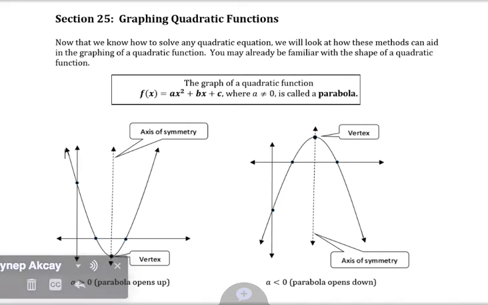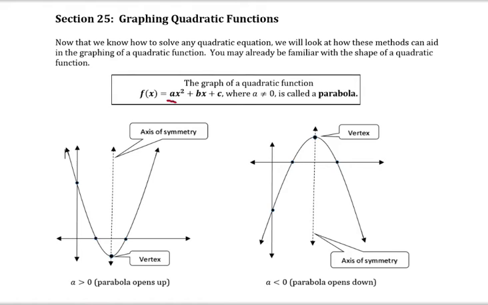In this video, we will talk about graphing quadratic functions. A quadratic function, remember, is a function which has the x squared term. So here, f of x equals a times x squared plus bx plus c. And the graph of this quadratic function is called a parabola.